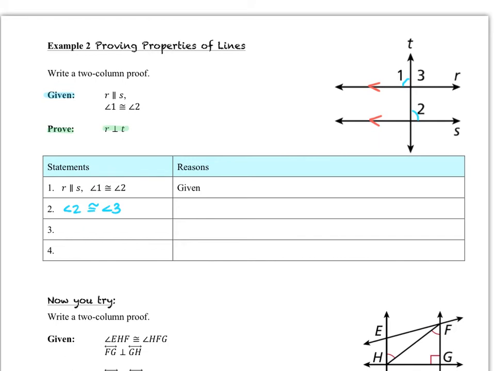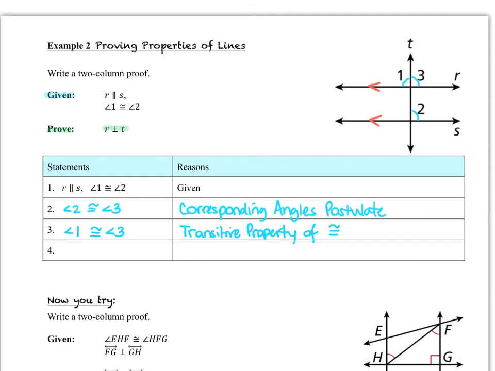corresponding angles postulate. For the next step, now we know that angle 1 is congruent to angle 2, and angle 2 is congruent to angle 3. So we know, because of the transitive property of congruence, that we can also say angle 1 is congruent to angle 3.